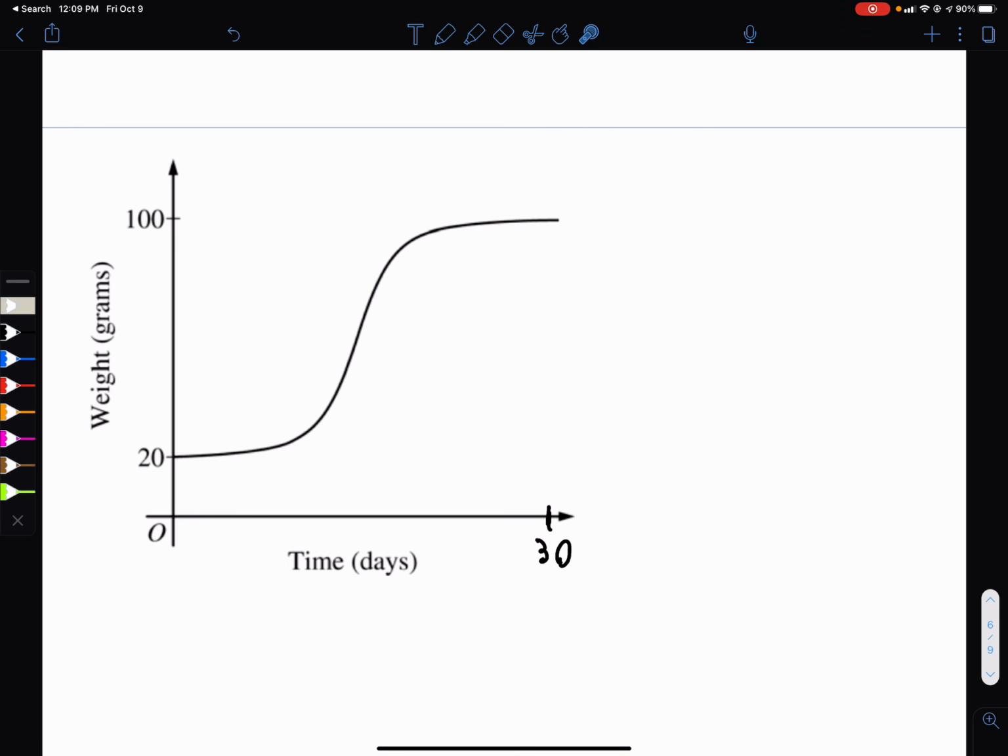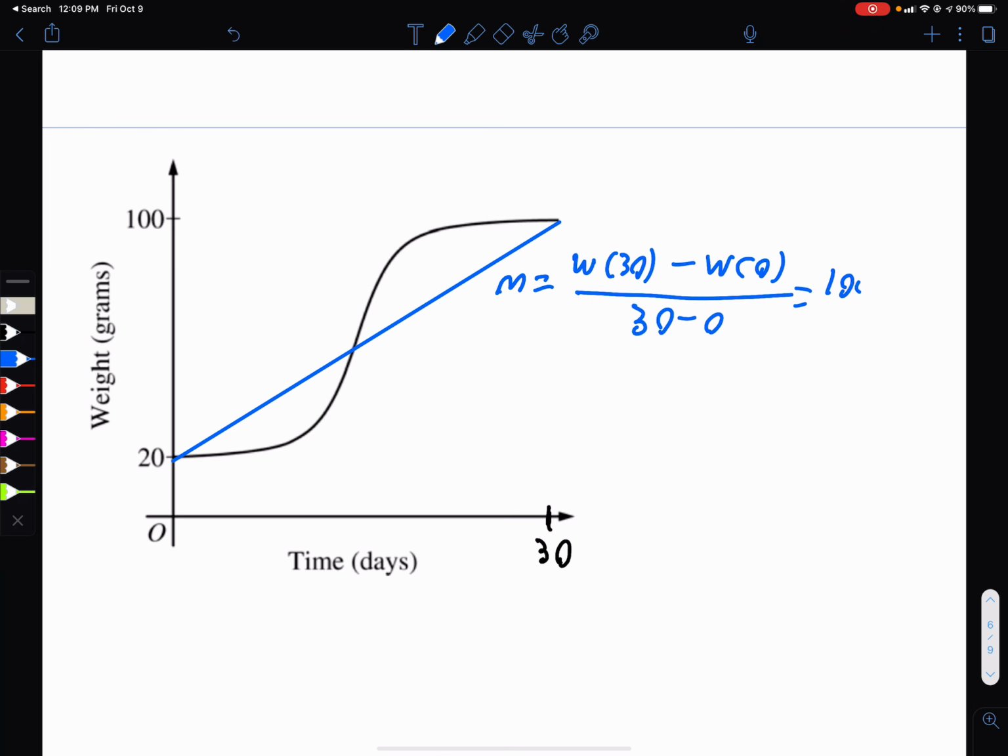So if you drew a line here, a secant line, let's do it in blue. If you found the slope of that line, that would be w of 30 minus w of 0, over 30 minus 0. That would be 100 minus 0 over 30. So I'll just leave it, 100 over 30 grams per day. That's the average rate of change. So this is about 3 1/3. So that means on average every day the baby bird increased in weight about 3.3 grams.